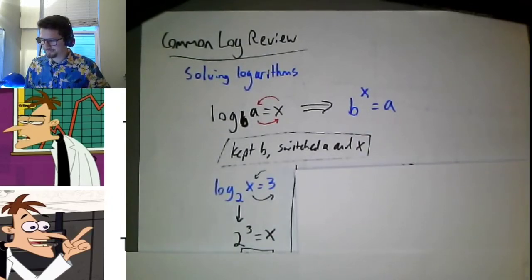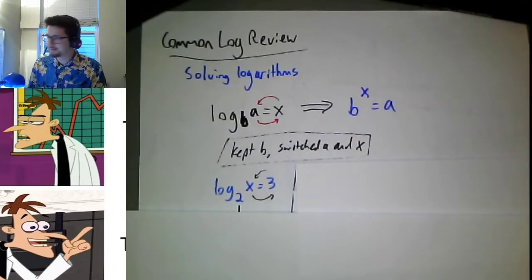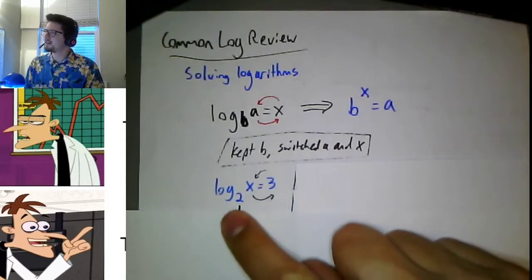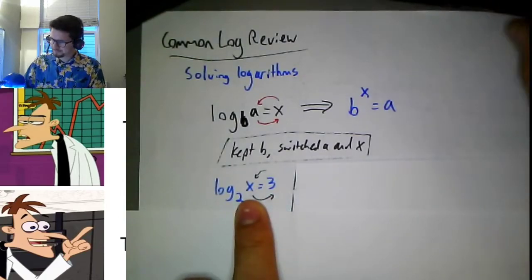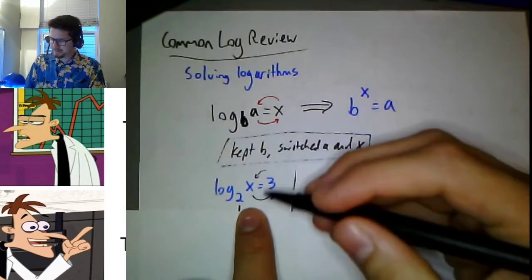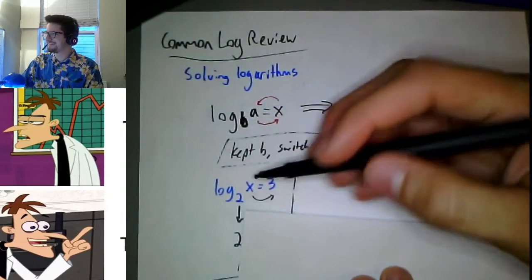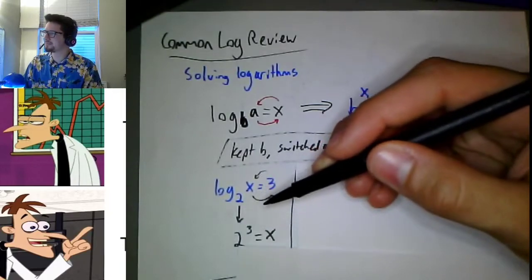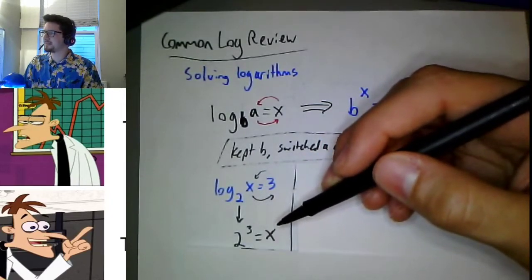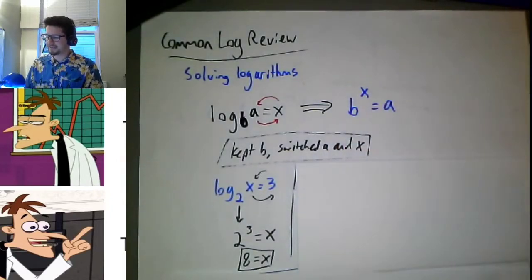So then we came into the question of what you guys were doing: how to use that to solve. Well, you have log base 2 x equals 3. Well, what I'd do is drop the 2, and then switch the x and the 3 sides. So the 3 goes with the 2, and then the x goes on the other side. And what's 2 to the third power? 8. So 8 was x.